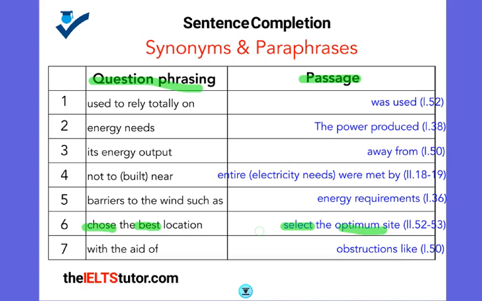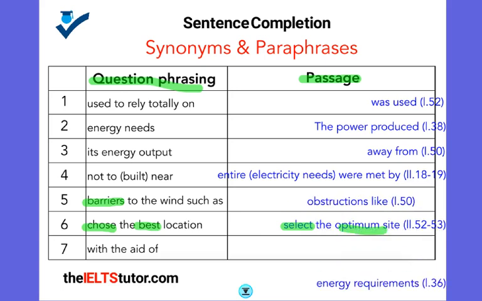Now, number 5, barriers to the wind, such as. Okay, so barriers. Now, if you can find the synonym to this word, which is obstructions, I think you have got the answer right. Okay, so barriers to the wind, such as. So that should be there. Let's move that away here. Obstructions like. So like has the same meaning as such as. Yeah, so obstructions such as, or barriers such as. So to the wind is something that's to do with the context of the passage.